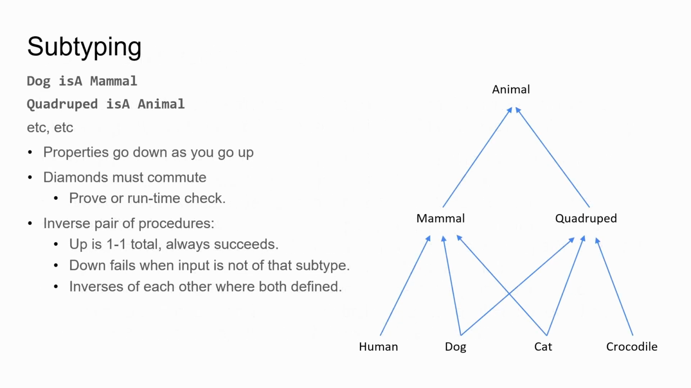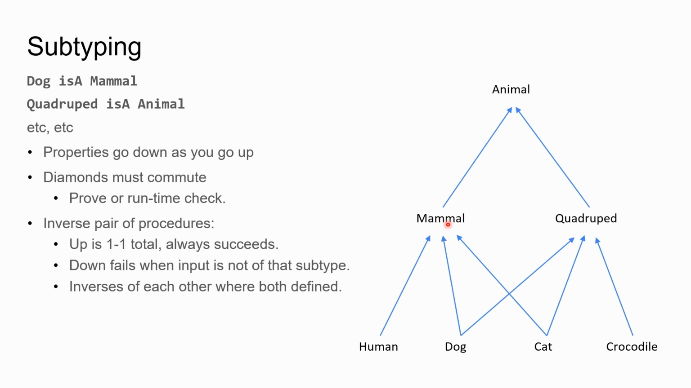So here's an example to show you how it all fits together. So suppose we have this situation. We have a dog is a mammal, a dog is a quadruped, a crocodile is a quadruped, a human is a mammal, and mammals are animals and quadrupeds are animals. So we get some various diamonds in here. They all have to commute. So if we push a dog up to be an animal, it doesn't matter which way we go. That's important to make subtyping work the way humans expect.